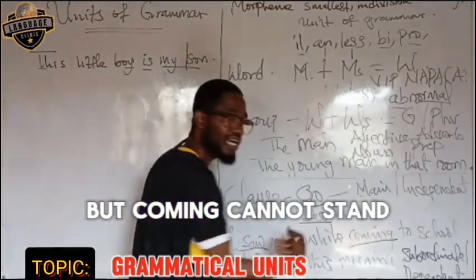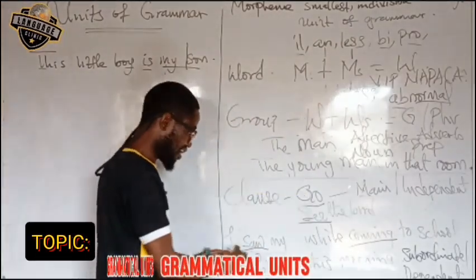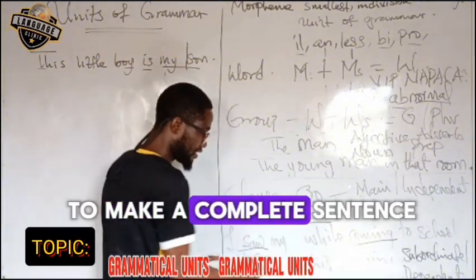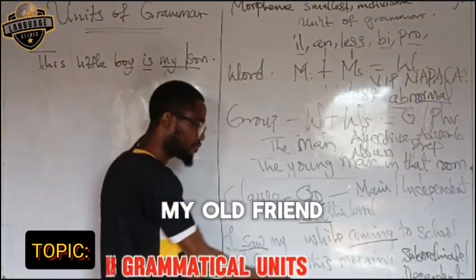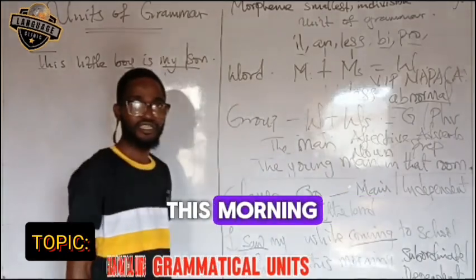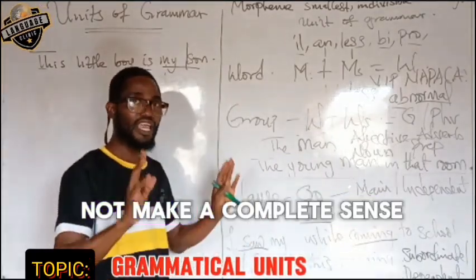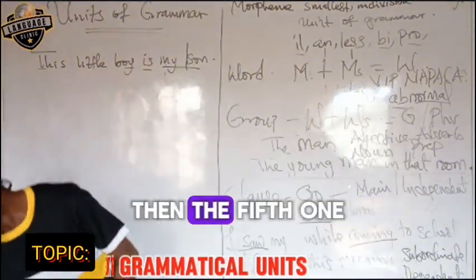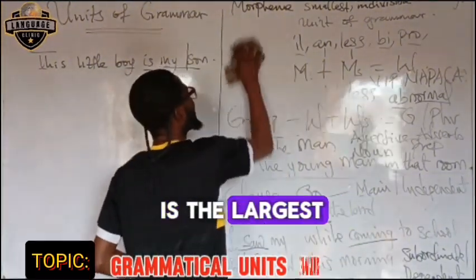But coming cannot stand on its own, except we add it to saw here. And that is why, to make a complete sentence, we say, I saw my old friend while coming to school this morning. That is when it now makes complete sense. So we've mentioned four. Then the fifth one is the largest.